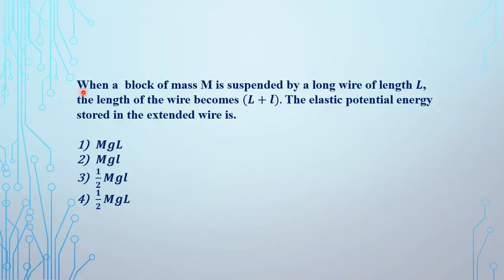Here the question is, when a block of mass m is suspended by a long wire of length L, the length of the wire becomes capital L plus small l. That means the small l represents the extended part of the wire. The elastic potential energy stored in the extended wire is. So this is a problem we are going to solve now.